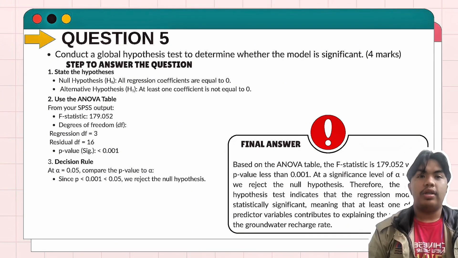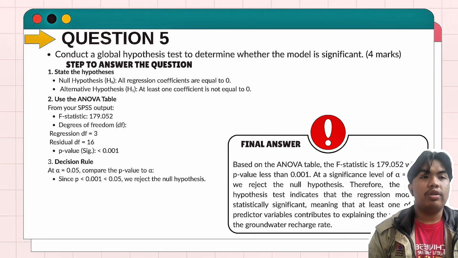Okay, now we move to question 5. Conduct a global hypothesis test to determine whether the model is significant. 4 marks. Now I will show you the steps to answer the question. First, state the hypotheses. We need to state the null hypothesis, H0, and H1. For the null hypothesis, all regression coefficients are equal to 0, and for H1, at least one coefficient is not equal to 0.